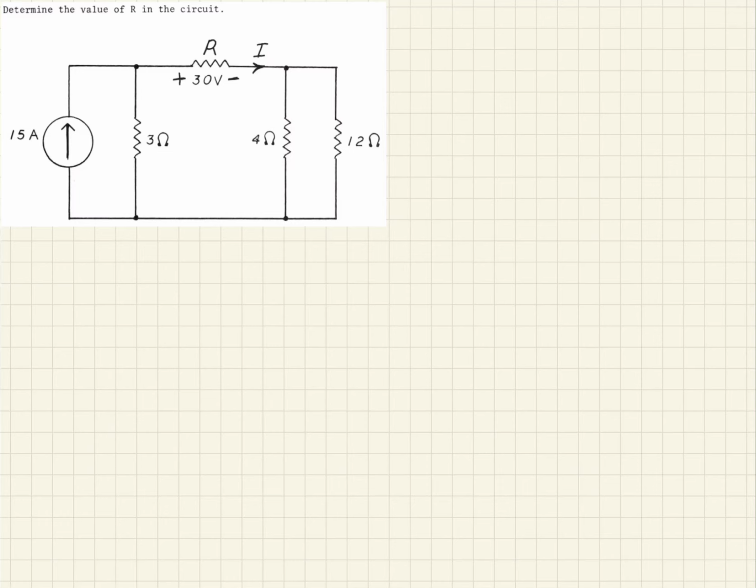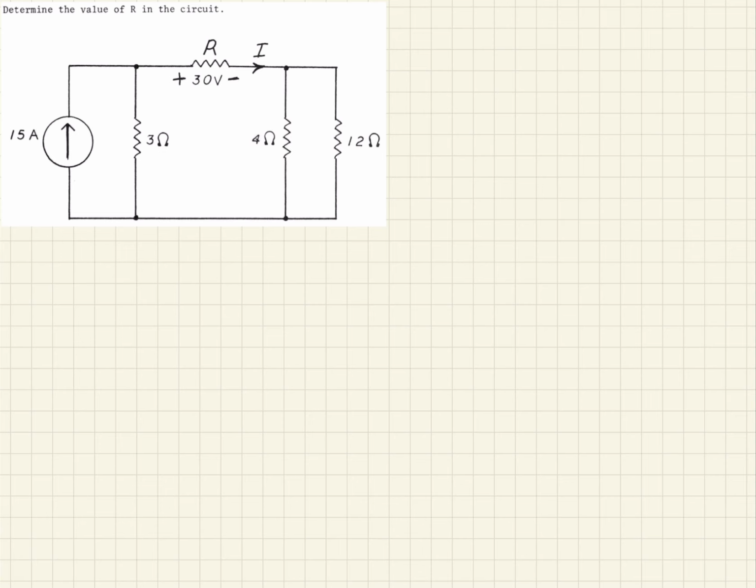So in this exercise, we're asked to utilize the tools that we have, Ohm's law and such, to determine what the value of this resistor R is. We are given the fact that it has a 30-volt drop across it, and so we're going to use that piece of knowledge, but we also have the value of all the other resistors in the circuit, and also that there is a 15 amp current source in the circuit as well. So let's see how we would go about approaching this.